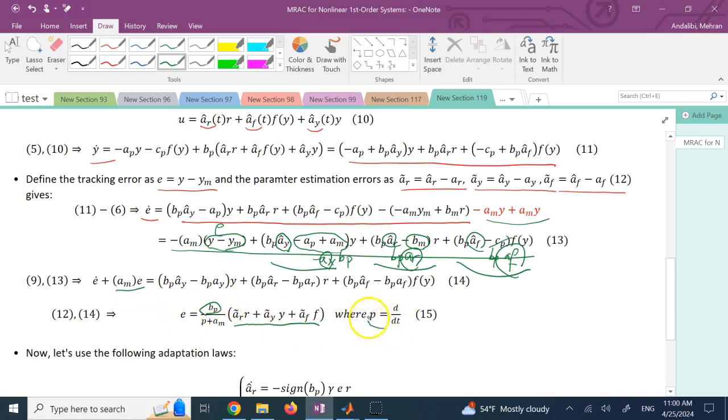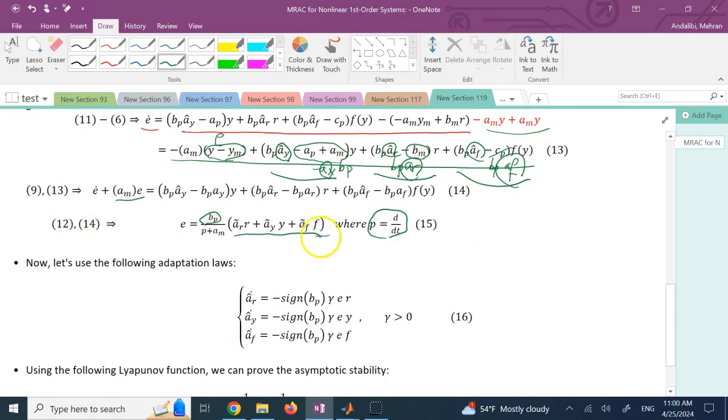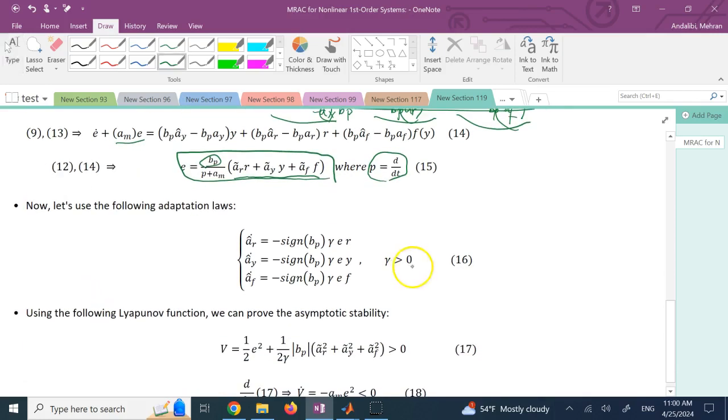Or if you define p as the derivative operator, E is going to be bp over p plus am times this combined error term. So this is going to be your aerodynamics equation, equation 15. Now we pick the adaptation laws just like last time. Remember last time these were the adaptation laws, these two that we picked. So for the coefficient of the nonlinear function f, we also pick a very similar relation, negative sign of bp, gamma e, and this guy here is the derivative of e with respect to a tilde f, which is f.